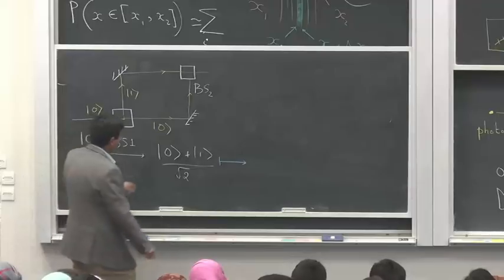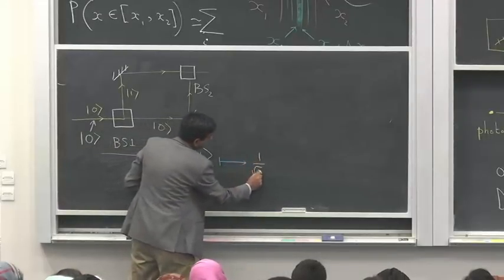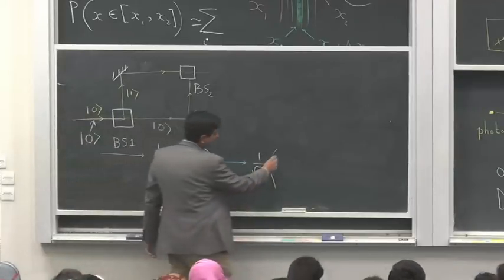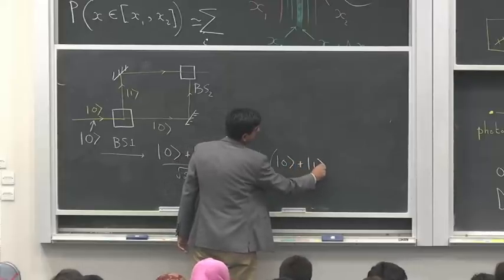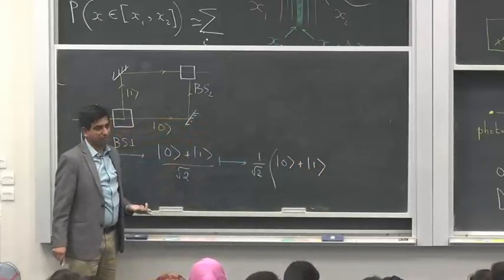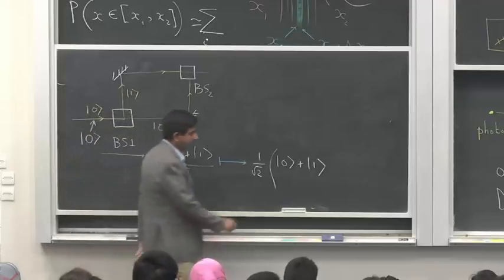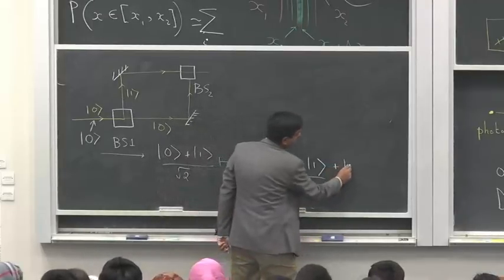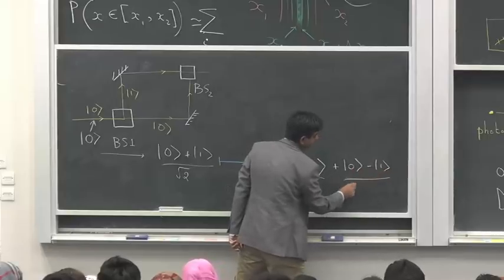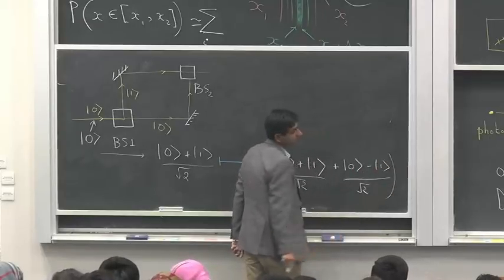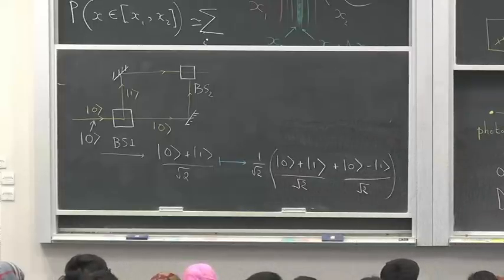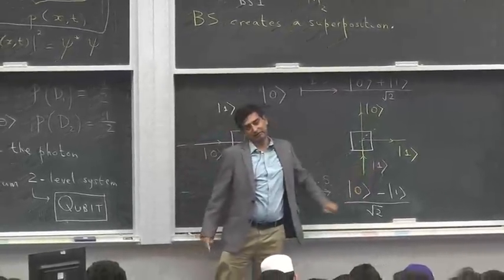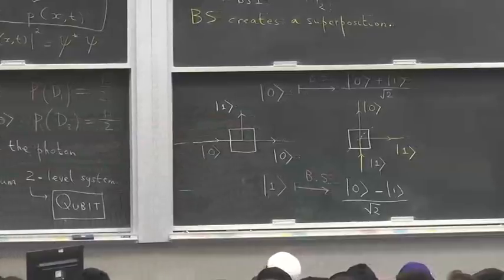Alright? Now, this is just a number, 1 over root 2. If 0 is my input, what's my output? 0 plus 1. Right? If 1 is my input, what's my output? 0 minus 1. So this is 1 over root 2 here, by the way, right? Plus 0 minus 1. This is what a beam splitter does. If it is fed in with a state 1, it outputs 0 minus 1. This is the property of the beam splitter.